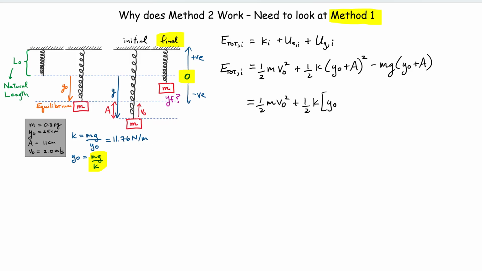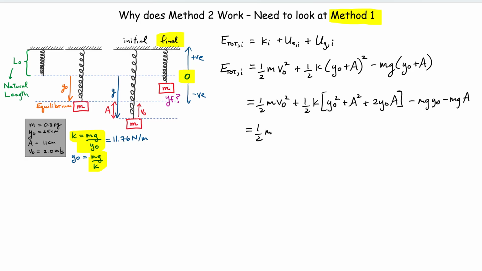We would get y0 squared plus a squared for the square of each term, and then we would get the cross term, which would be 2y0 multiplied by a. Now over here, I can just multiply that through: mg times y0, and then minus mg times a. Now this looks kind of messy. However, we also have to notice that our spring constant k can be written in terms of y0. So let me play around with these equations a little bit.